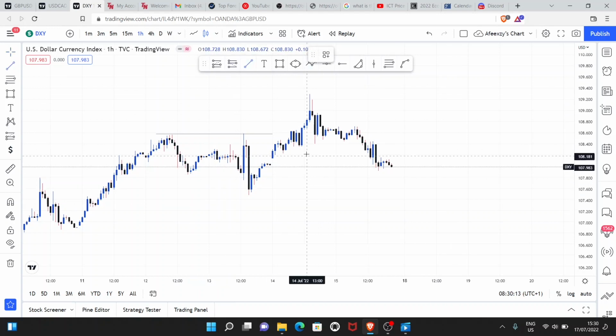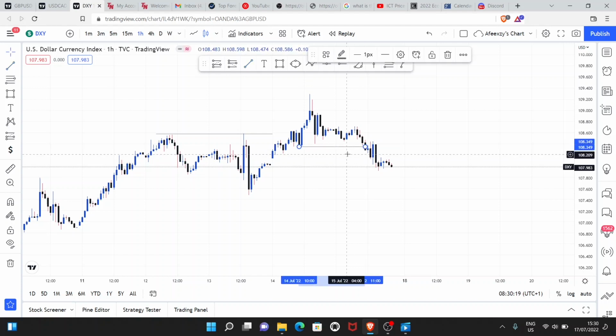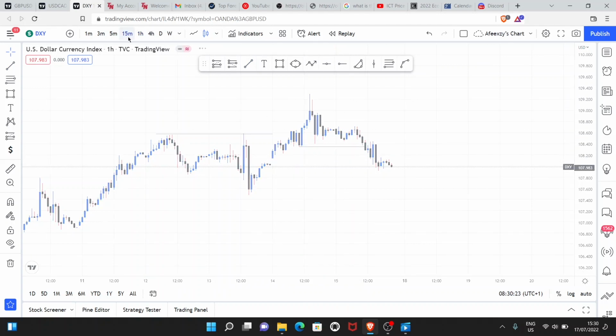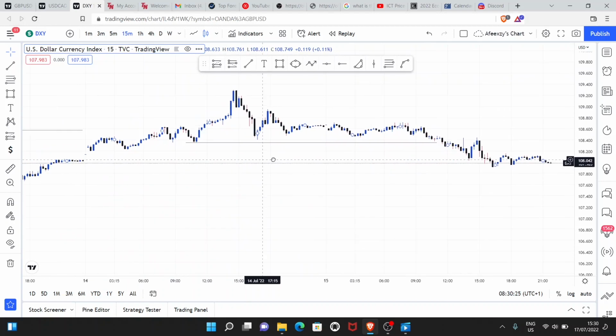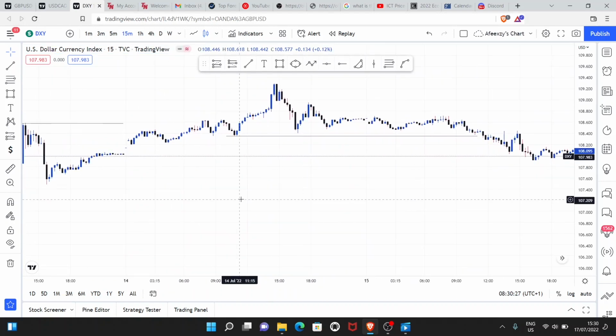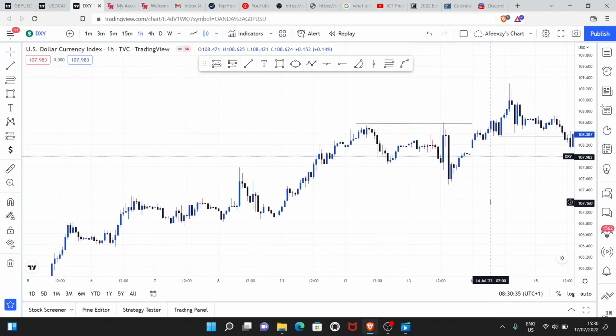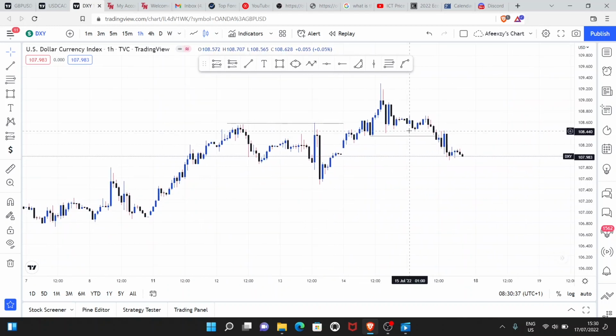So upon it clearing this structure here, my bearishness is confirmed on 1 hour. Let's check on 15 minutes. Okay, that was the only structure that was made on the 15 minutes time frame too. So upon it clearing this structure, I'll be bearish. I'll be bearish on DXY. So presently I'm bearish on DXY.